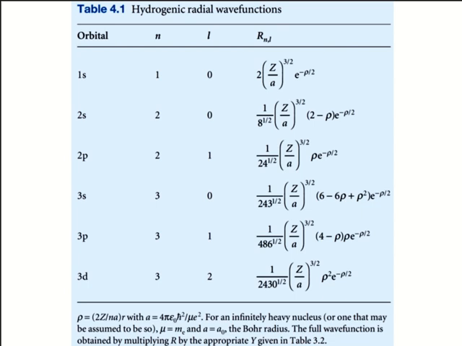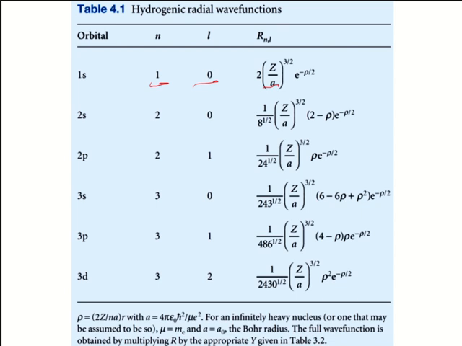radial wave functions. The simplest one is when n is equal to 1, l is 0, we start with this. So the form of the equation that you can see here is Z by a. That is a constant. If we are talking about hydrogen, Z is constant, it is not a variable. Z by a is a constant, and e to the power minus rho by 2.